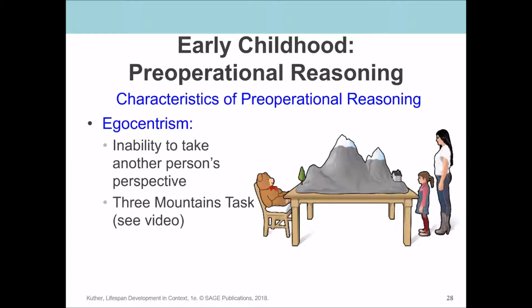What can the teddy bear see? And a child who is egocentric will not say the teddy bear sees the tree, and instead the child will say the teddy bear sees the house, because the child sees the house, and so therefore the child assumes that the teddy bear also sees the house. So they're unable to take someone else's perspective.